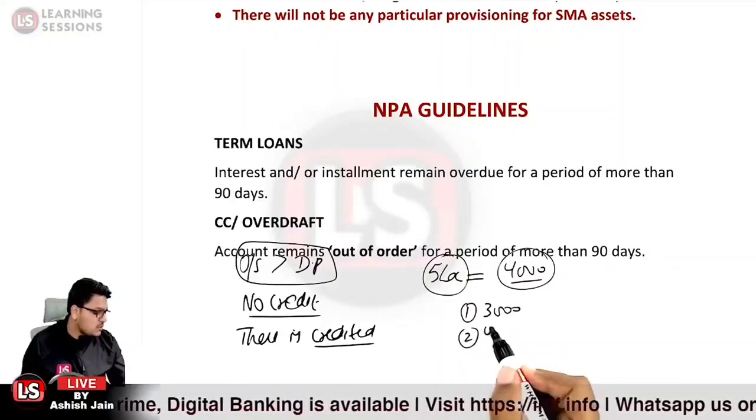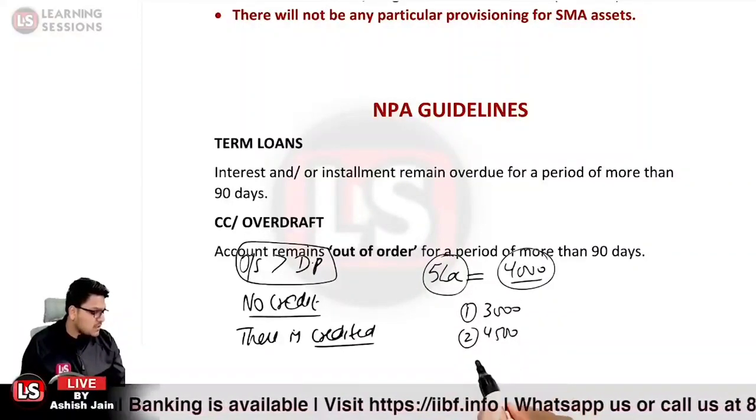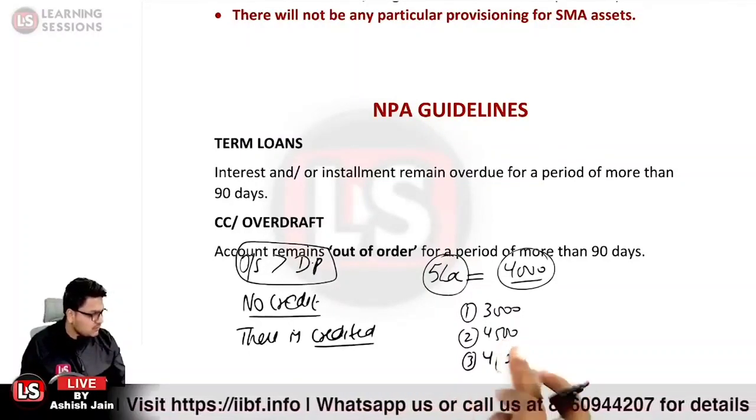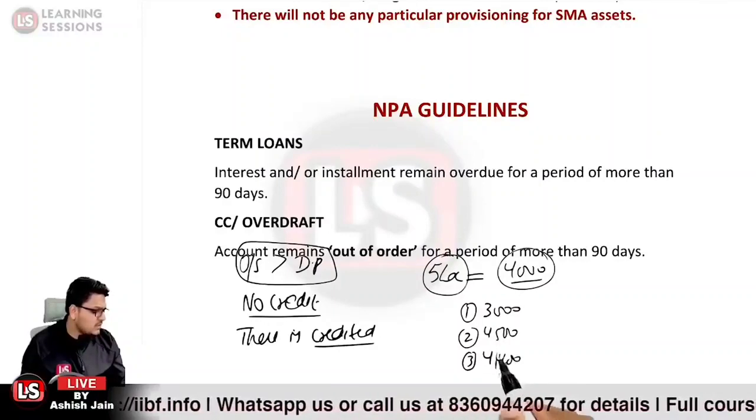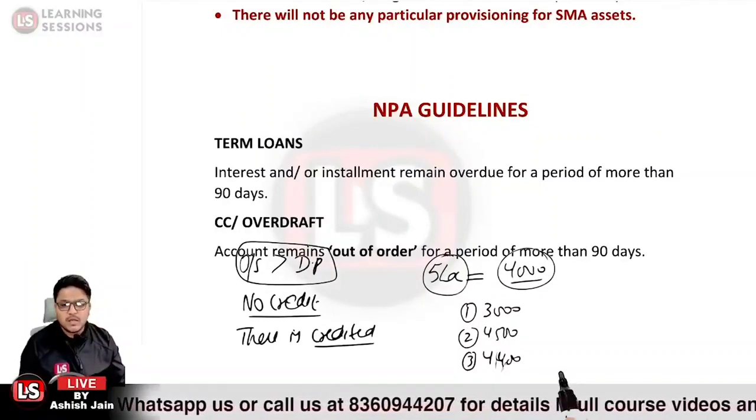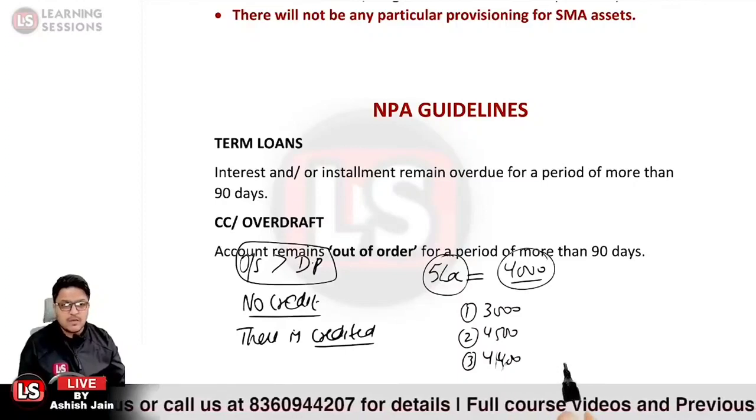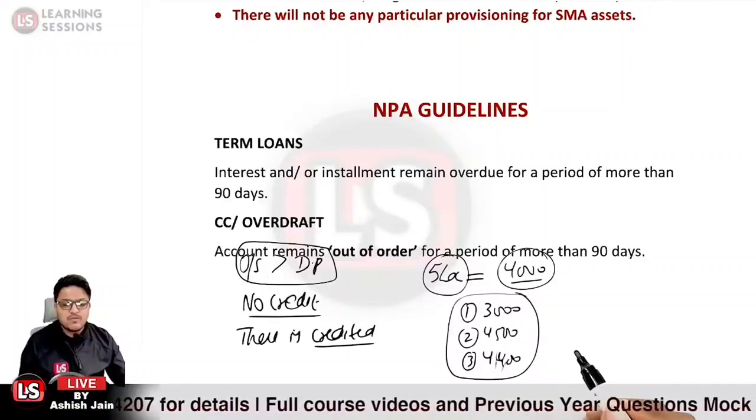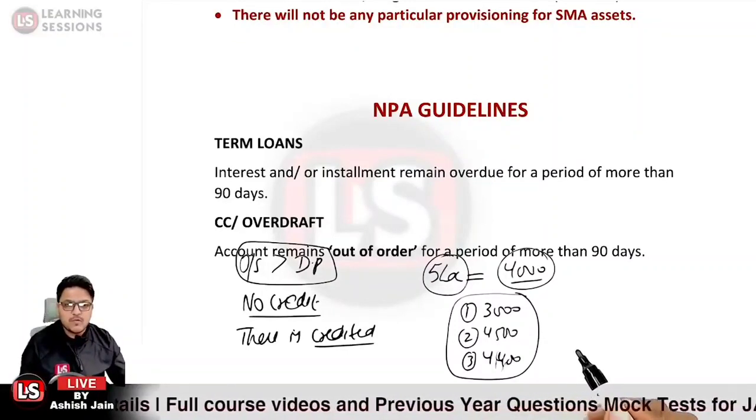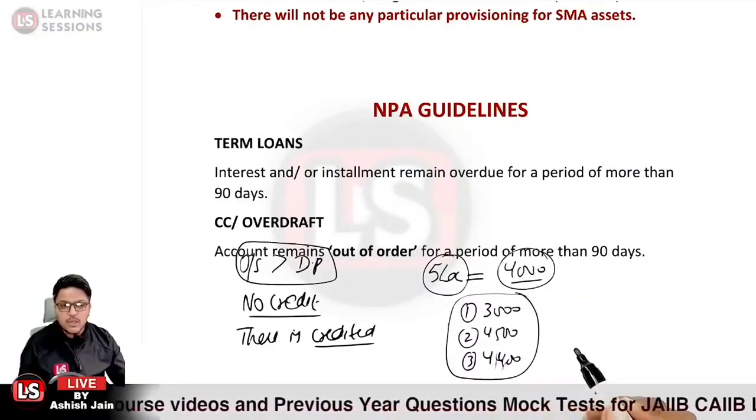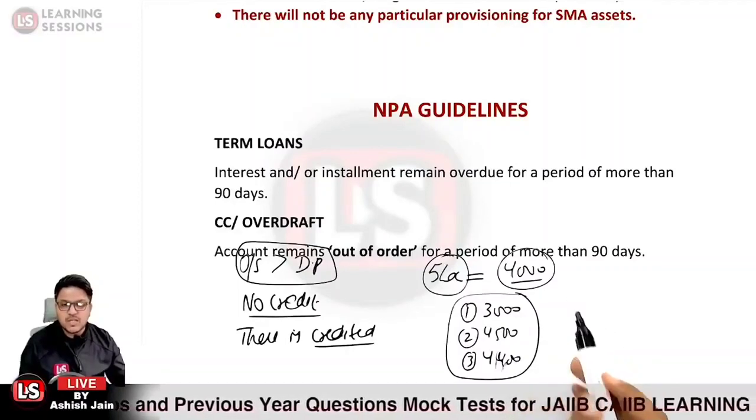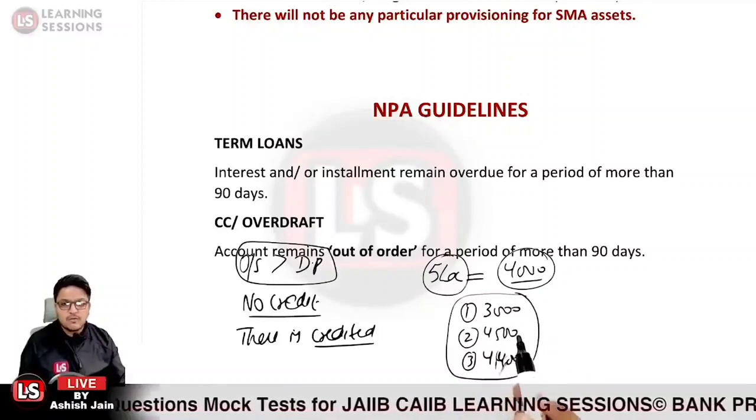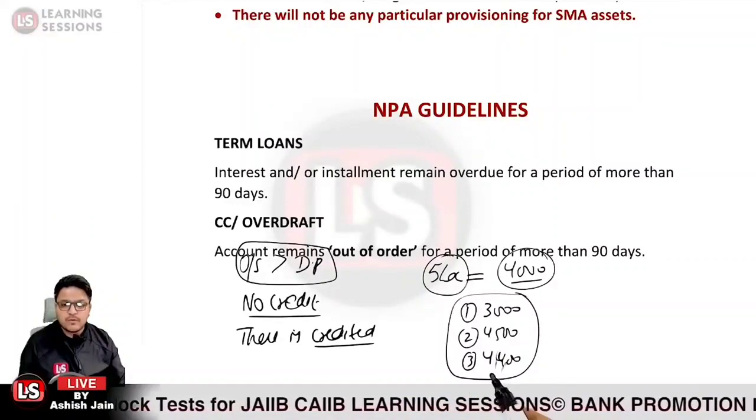he deposited rupees 4,500 in the second month and rupees 4,400 in the third month. Now in that particular case, kindly confirm if the account will be classified as a non-performing asset or not. I already told you that interest of rupees 4,000 is being charged each month, and the borrower deposited rupees 3,000 in the first month, 4,500 in the next month, and 4,400 in the third month.